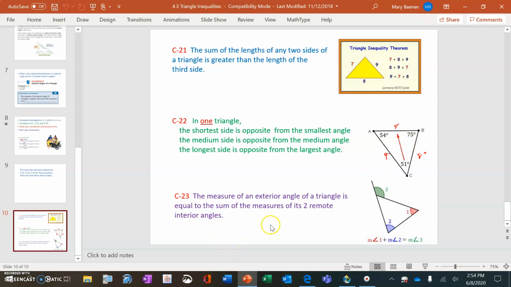And then conjecture number 23: the measure of this exterior angle, angle number 3, is equal to the sum of the measures of its two remote interior angles 1 and 2. So those are the conjectures in today's lesson. And I felt that using Sketchpad was a pretty decent way to show you how those conjectures work.